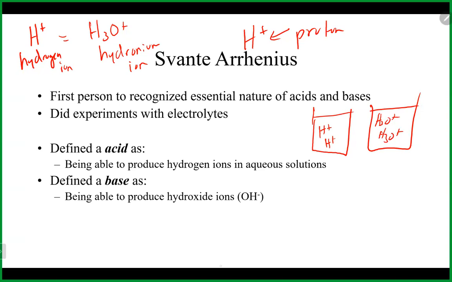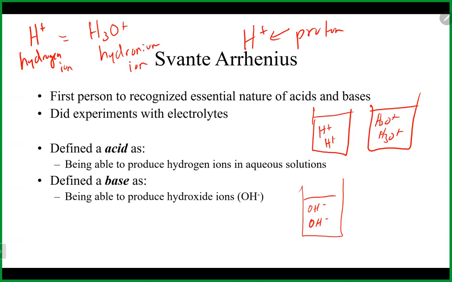A base, on the other hand, is something that has the ability to produce hydroxide, or OH minus, in solution. And once again, we're talking about the ability to release or produce OH minus in that solution and have a bunch of OH minus basically floating around.